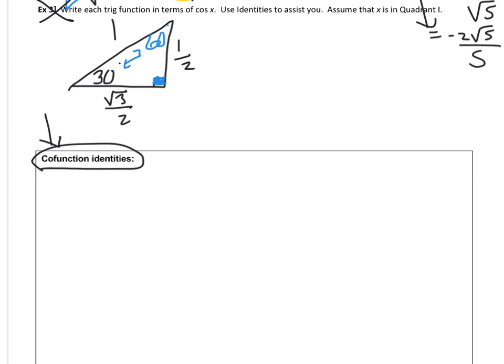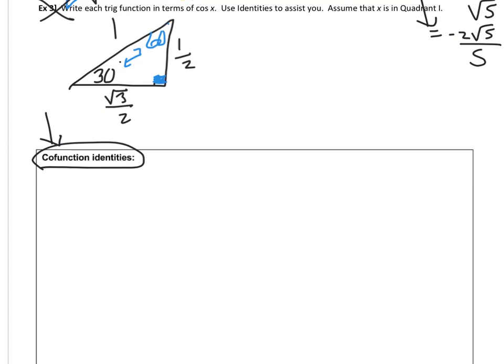So we're going to do a trig ratio, and we're going to do sine of theta at 30 degrees, and we're going to compare the opposite to the hypotenuse, which will give us a half. Okay? So this is the idea with a cofunction identity.